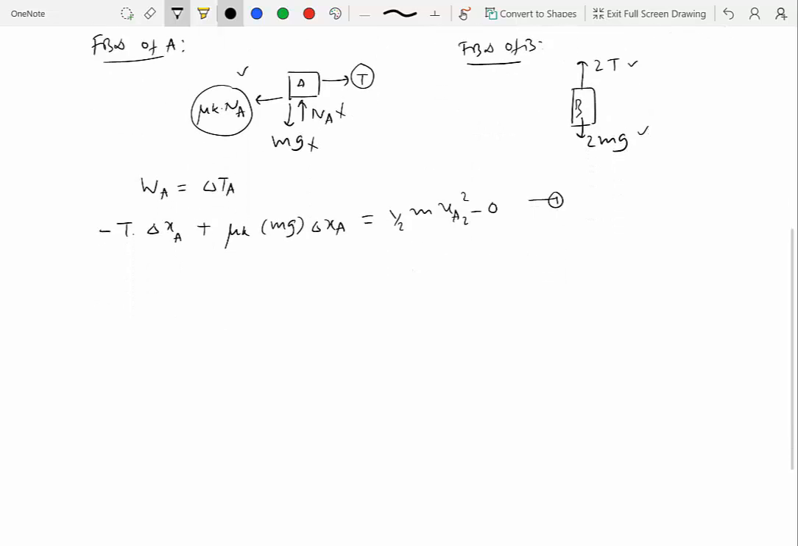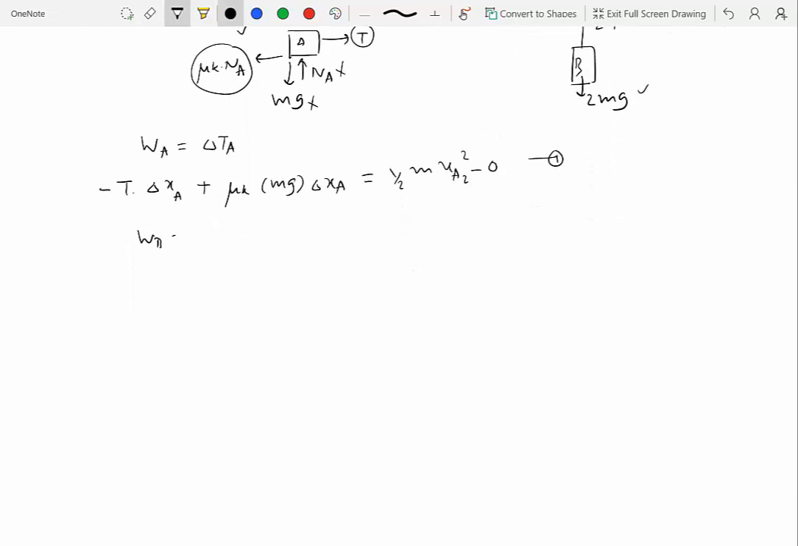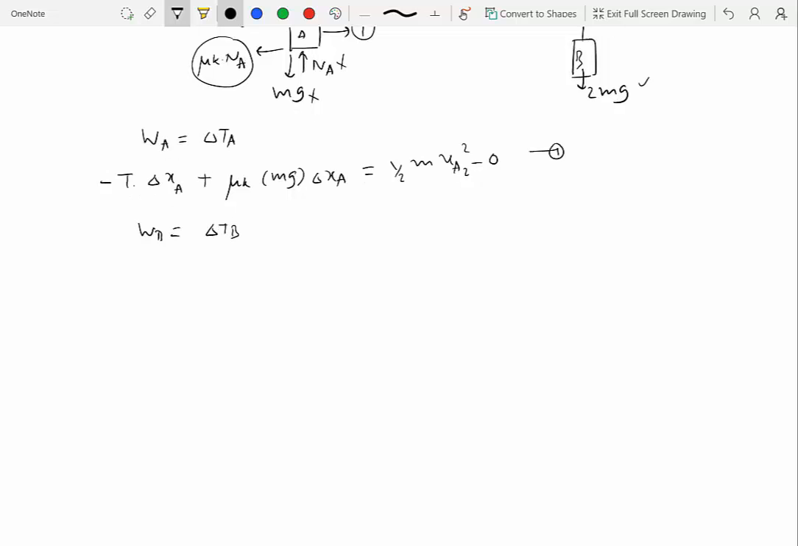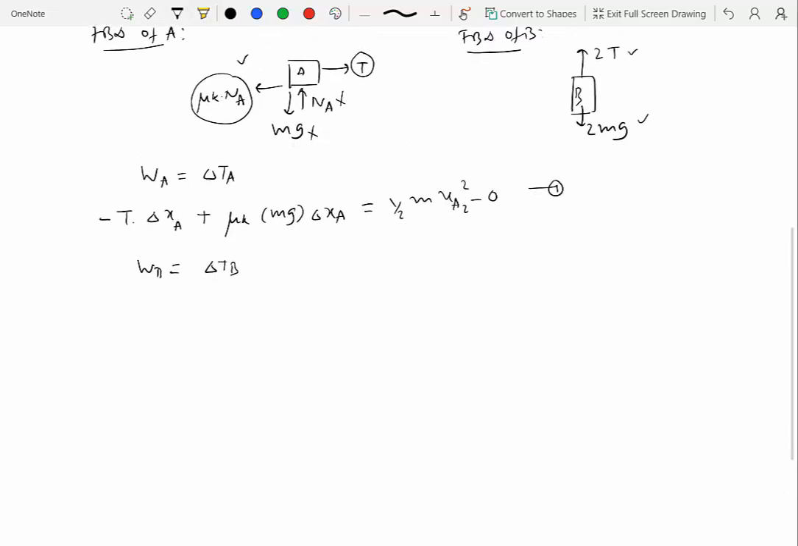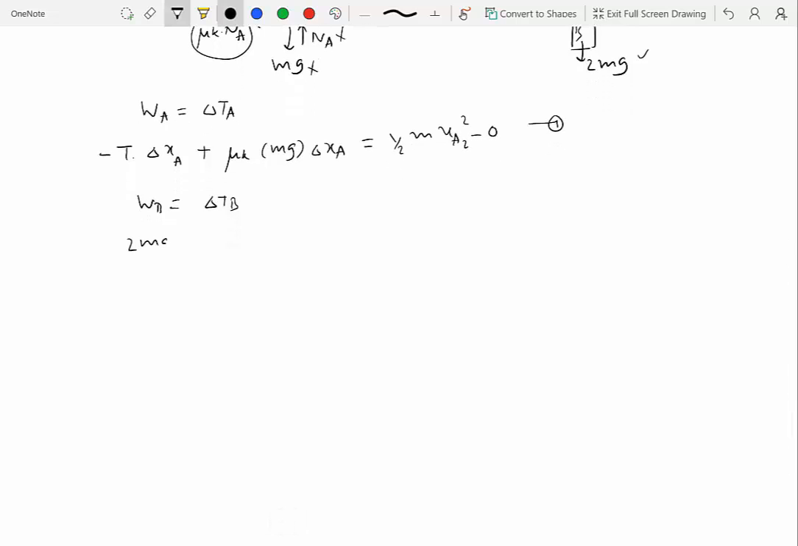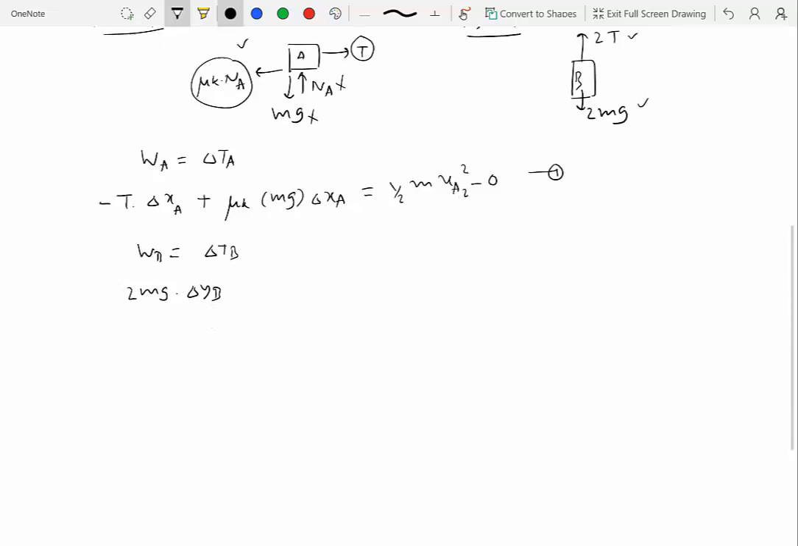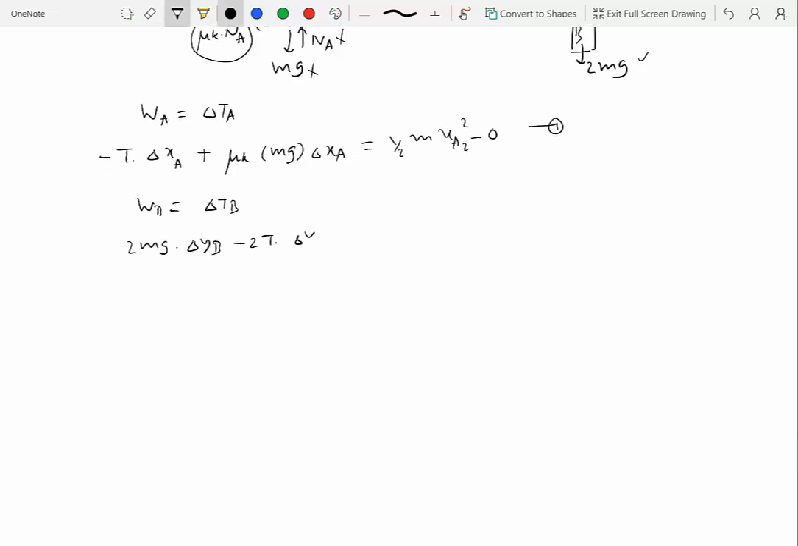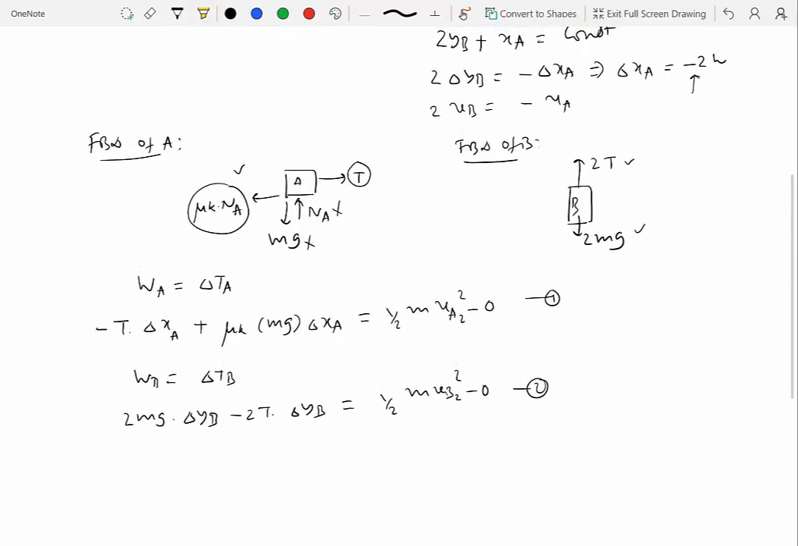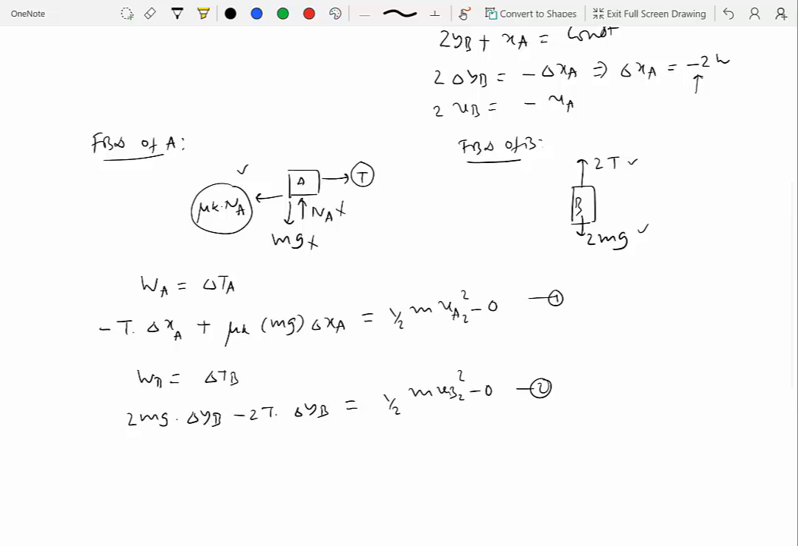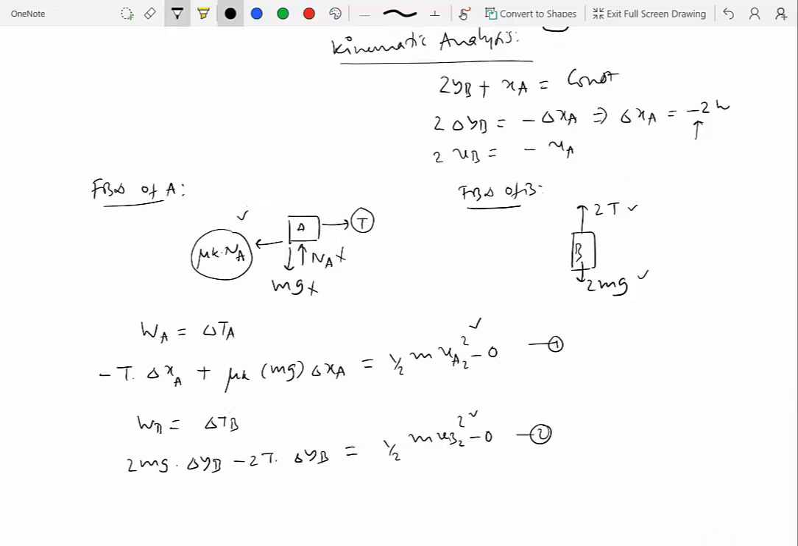We can also write a similar equation for B. So the work done on B is equal to the total change in kinetic energy, and we have 2mg, and the displacement in the downward direction is delta y_B, and both of them are pointing in the same direction, so that's positive, minus 2T times delta y_B, equal to 1/2 m v_B squared minus 0, again because the initial kinetic energy of B is 0, right? So we have v_A squared here, we have v_B squared here.